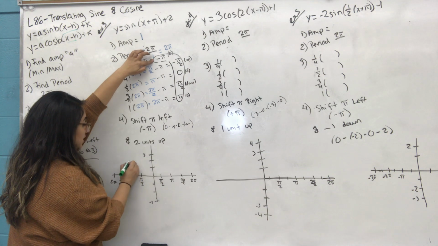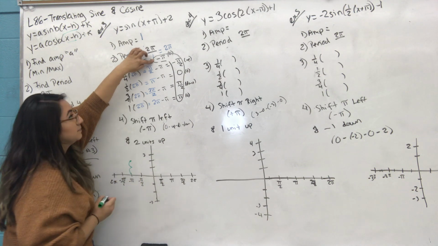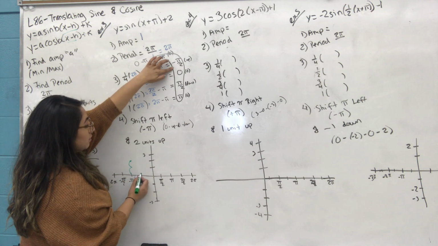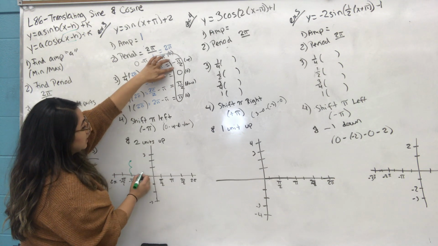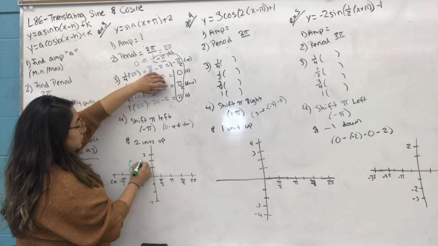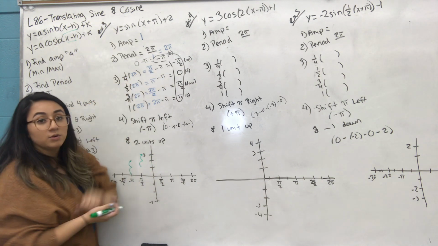So 1, 2, 2 units up is this right there. Next one is negative π/2, which is here. Normally we would go up to our maximum, which would be just 1. So from this point here, we have to move 2 units upward, which is that point right there.